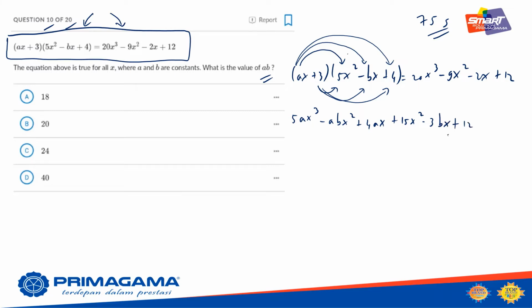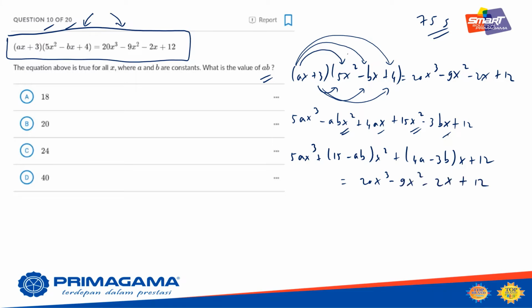And we can simplify this by regrouping the coefficient of the same variable, x² with x², x with x. Hence we will get 5ax³ + (15 − ab)x² + (4a − 3b)x + 12. This has to be equal to 20x³ − 9x² − 2x + 12. And to solve this, we have to match the coefficient of the same variable, x³ with x³, x² with x², and x with x if needed.